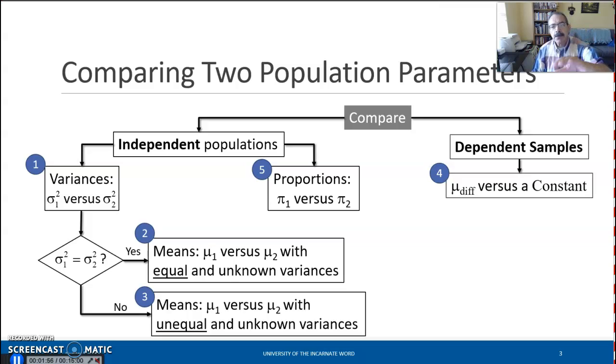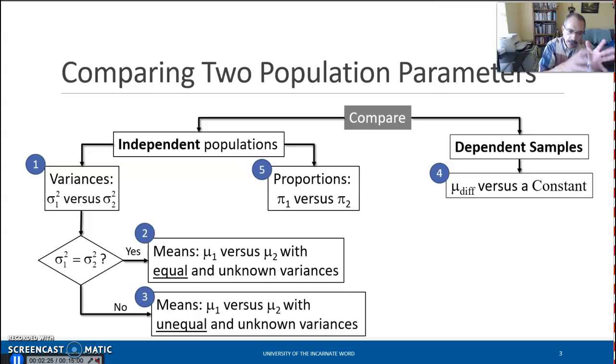The first thing we're going to work with is independent populations, and our very first test is going to be comparing variances. The numbers you see are the order in which we will cover each of these methods. The first method is comparing two variances, because based on that decision, we will select the appropriate way to compare two means, either when the variances are equal or when the variances are unequal.